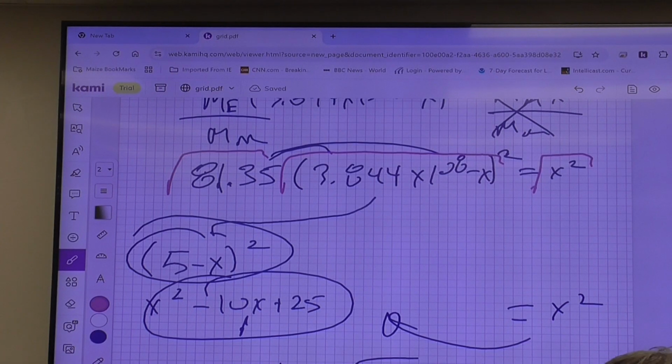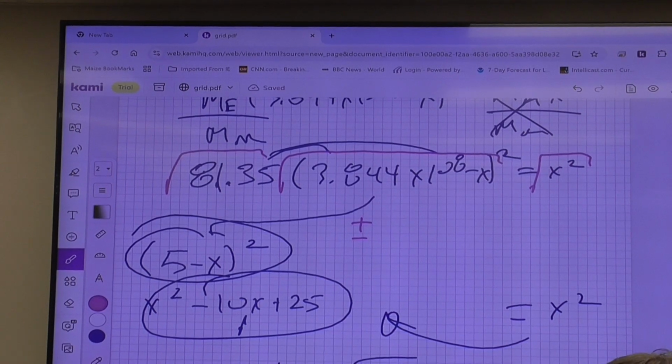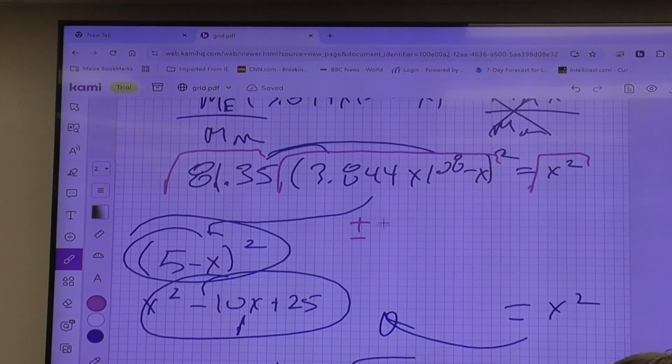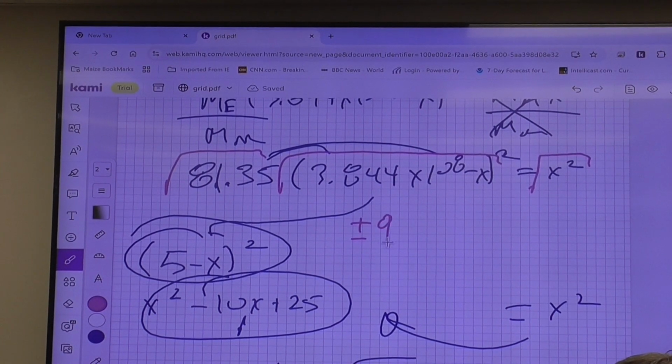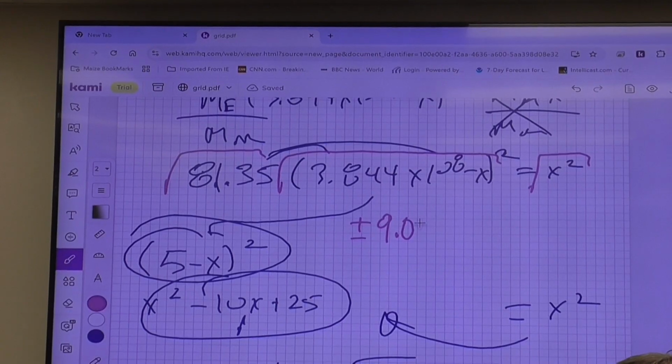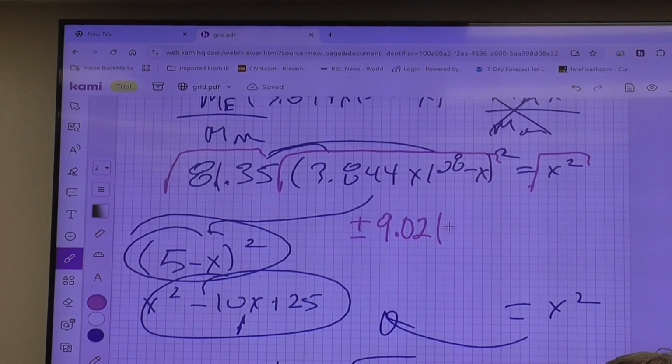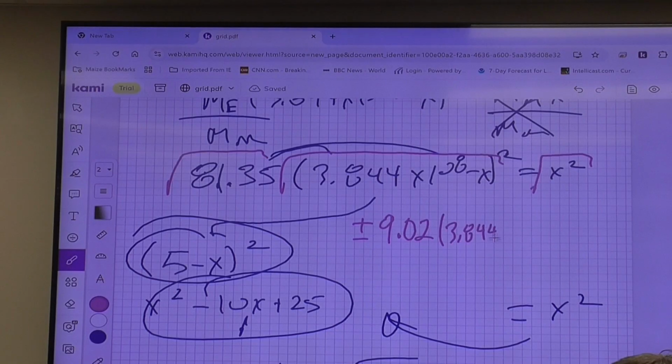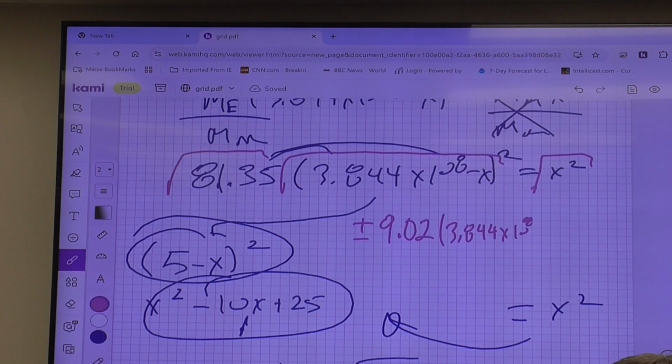So, what's the square root of 81.35? Around 9. But it's plus or minus, what do you get? I need the actual number. Square root of 81.35. 9.0194. So 9.02, okay? Equals x, okay? So here's how you get your two solutions.